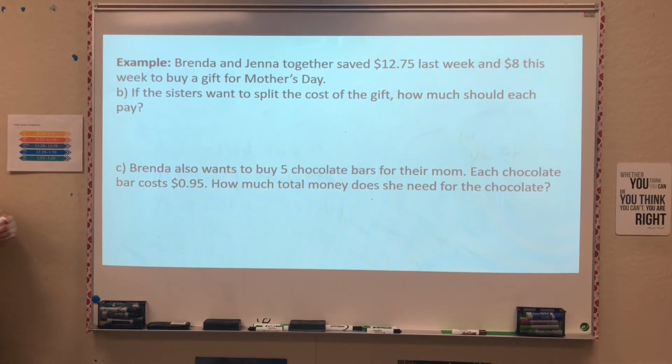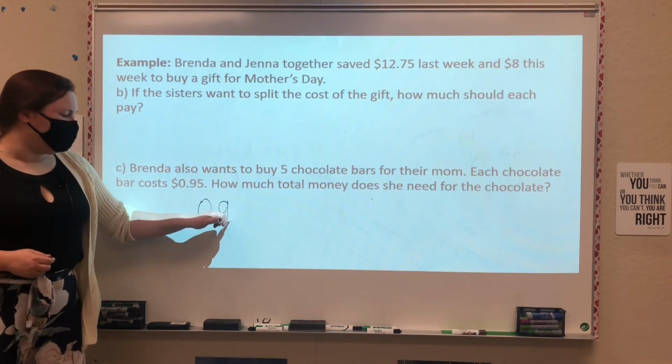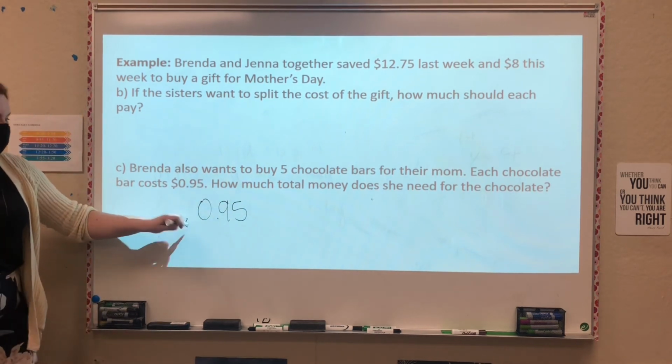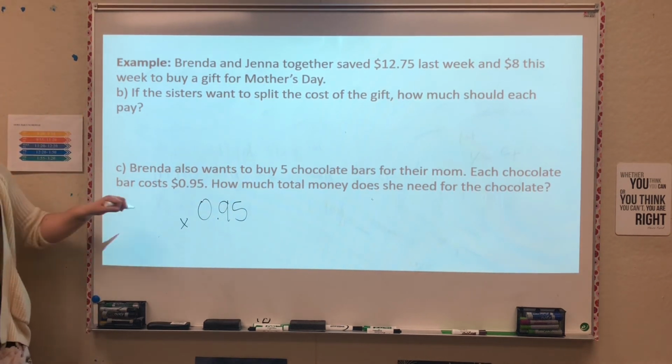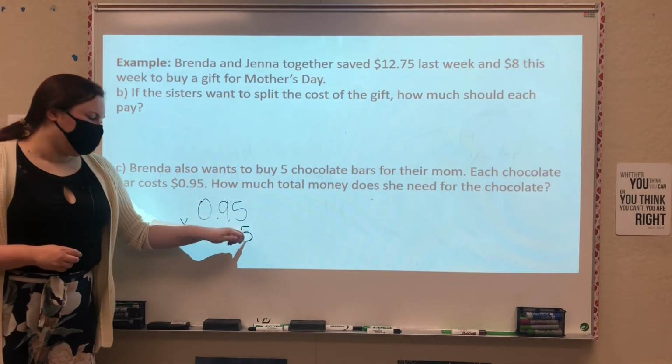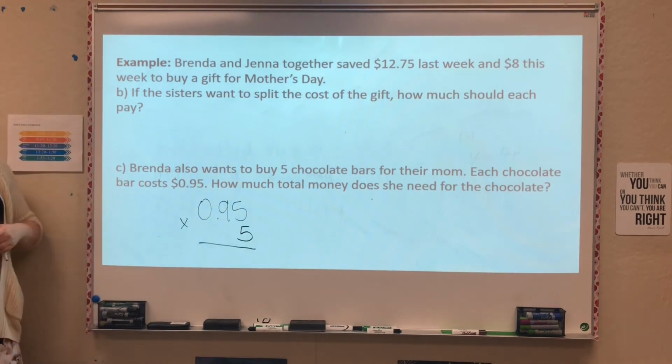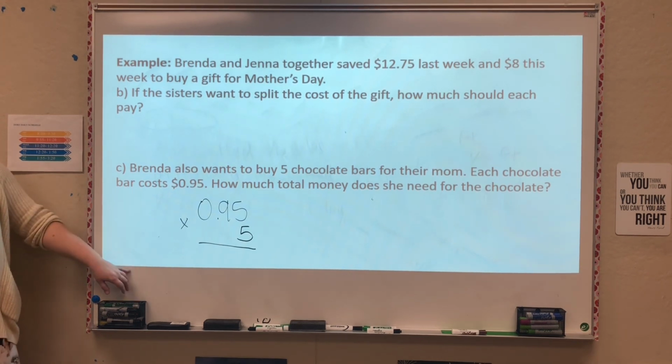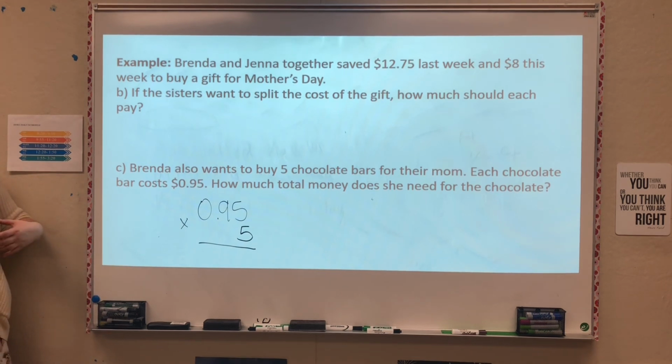So 0.95 times 5 pieces of chocolate. Where do you want my 5 this time? Just the 5, right under the 5. So what's different about multiplying decimals? I remember this one teacher in sixth grade, you just put a dot, something like that. Or you can just add the 0 under the 9 or the dot.